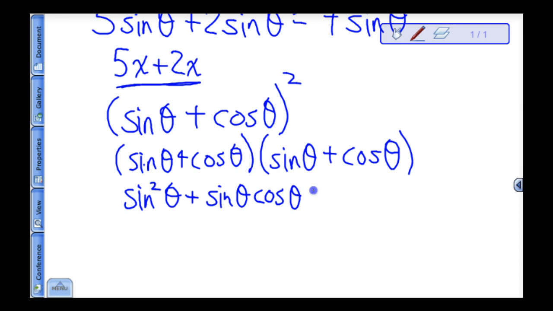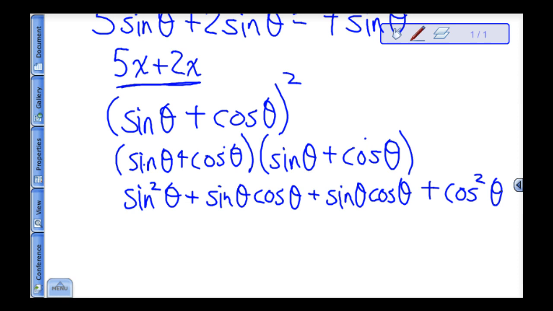Inside terms will also be sine and cosine multiplied together. It's in the other order, so I'll just flip them around for now so I have like terms I can add together at the end. Remember, multiplication is commutative, so you can switch them around. And the last term is cosine theta times cosine theta, so that's cosine squared theta.